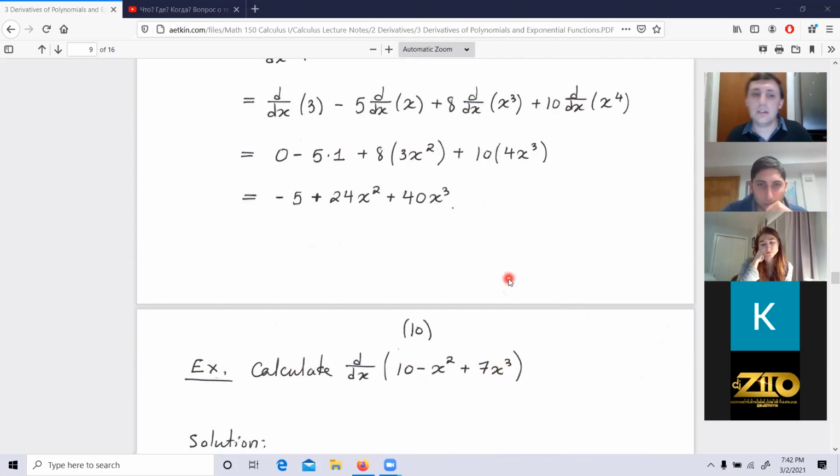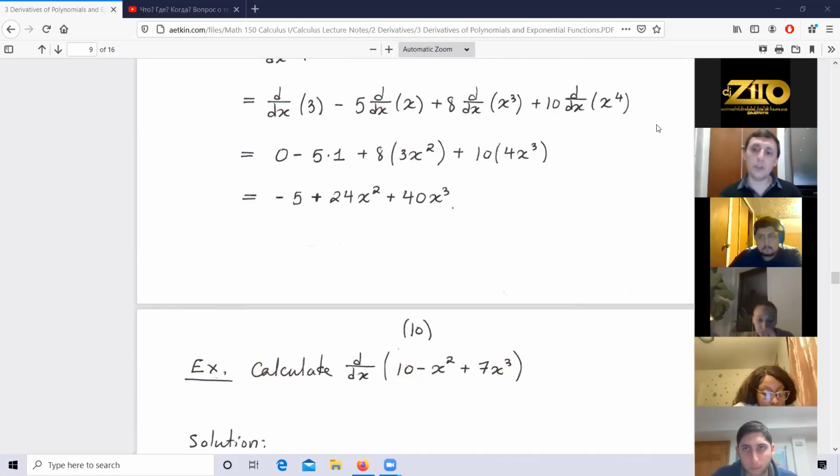Very fast. You can use shortcuts. When you see on the exam, if I tell you to calculate something like this, you don't have to do it by definition. You can do it any way you like. But if I say use the definition of the derivative and you just give me a shortcut, you get no points for it.